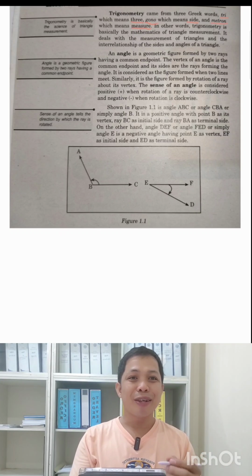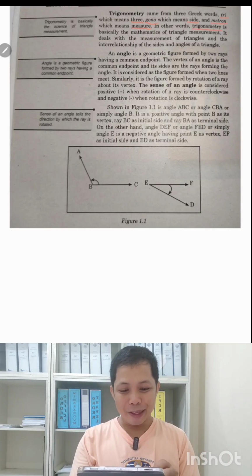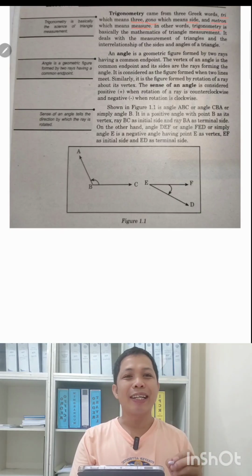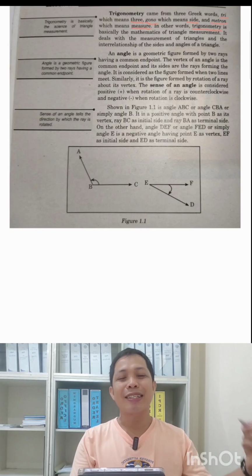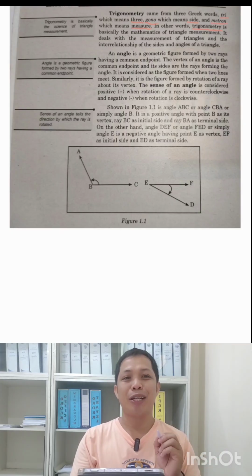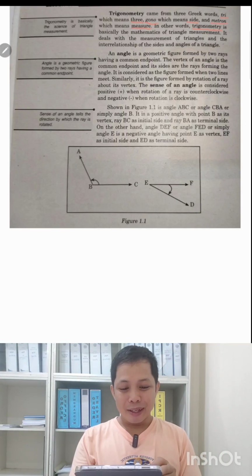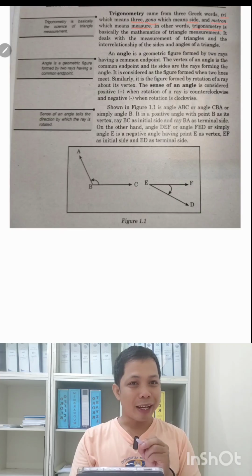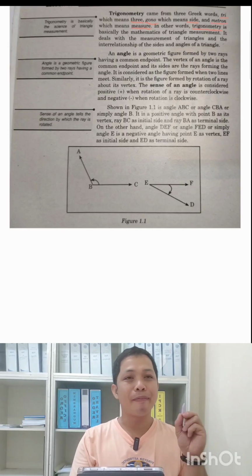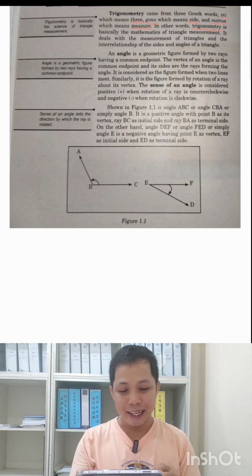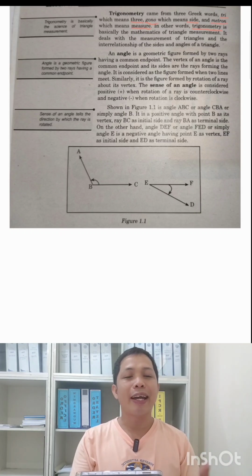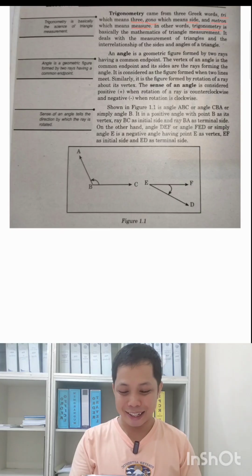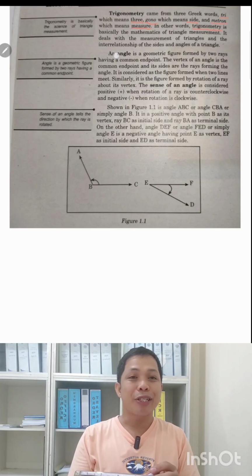So in other words, what is trigonometry? Trigonometry is basically the mathematics of triangle measurement. It is the science of triangle measurement. Trigonometry deals with the measurement of triangles and the interrelationship of the sides and angles of the triangle. Now, let us proceed to angle.